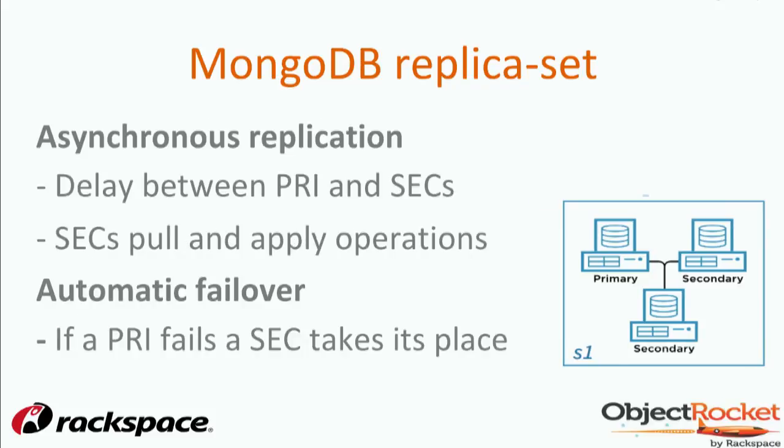The replica sets use asynchronous replication, which means the secondaries usually are a few operations behind the primaries, and the secondaries are responsible for pulling those operations from the primaries and applying them to themselves. There is an automatic failover mechanism. In case the primary goes down, the cluster will elect a new node as primary, which would be one of the secondaries.